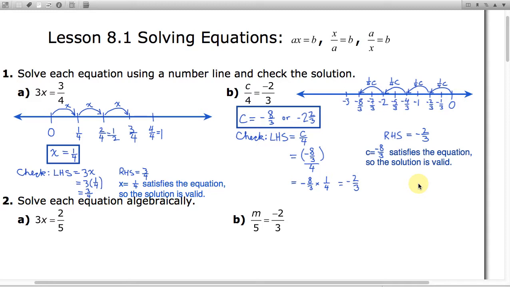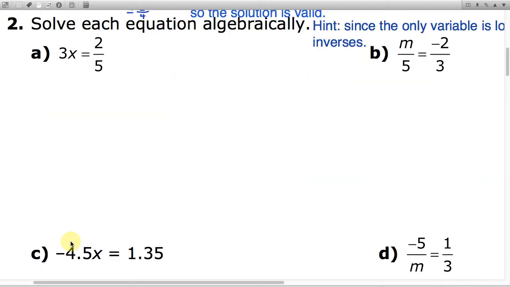So now we're moving on to number 2, where it says to solve each equation algebraically. And there is a big hint here. Since there is only one variable located in each of these equations in one place, you can use the method of inverses. So we'll do that as we look at each of these questions. Now let's zoom in on 2a.